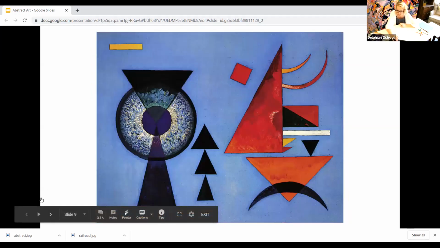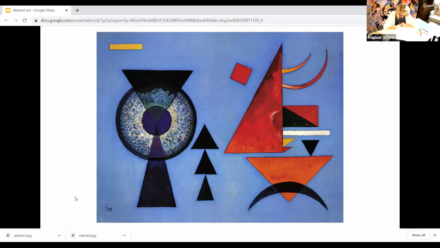So this next painting is called Soft and Hard, and it is another painting by Wassily Kandinsky, and we're actually going to spend the rest of this class talking about Kandinsky.